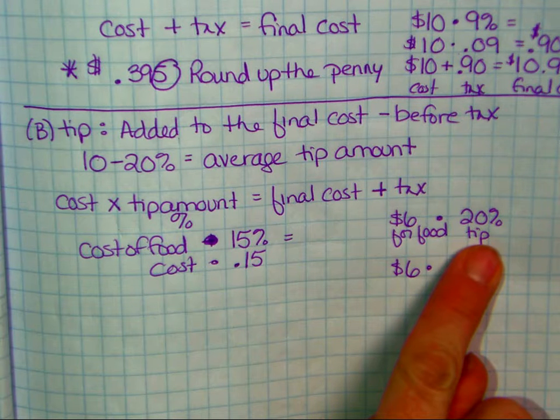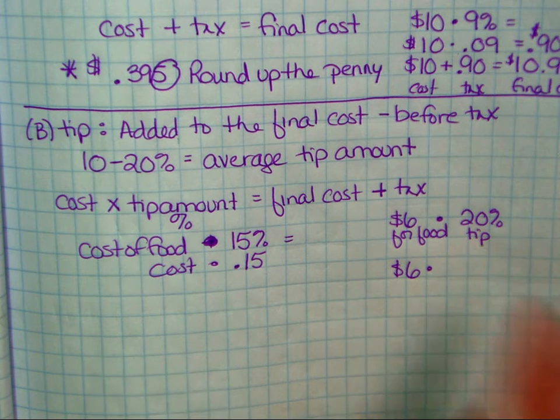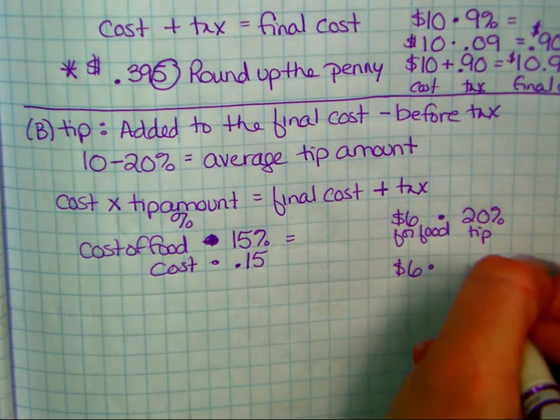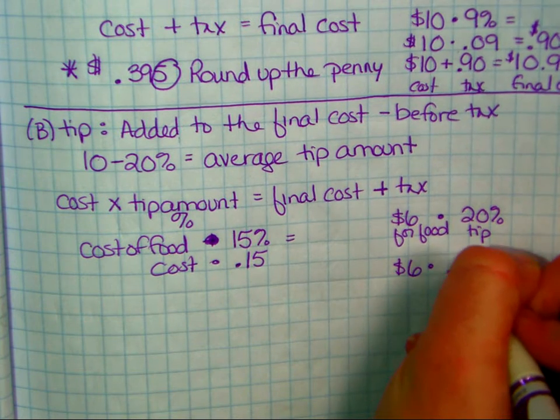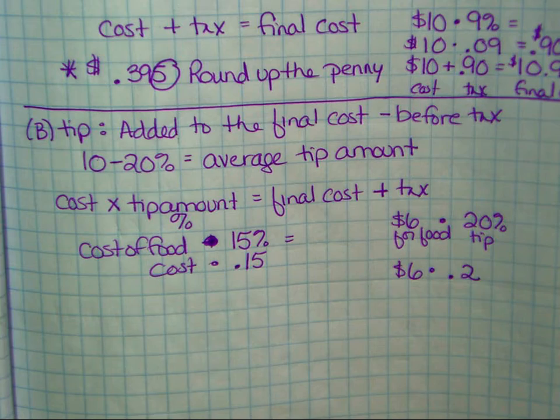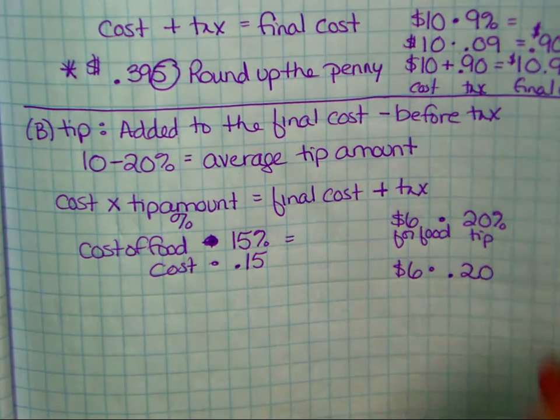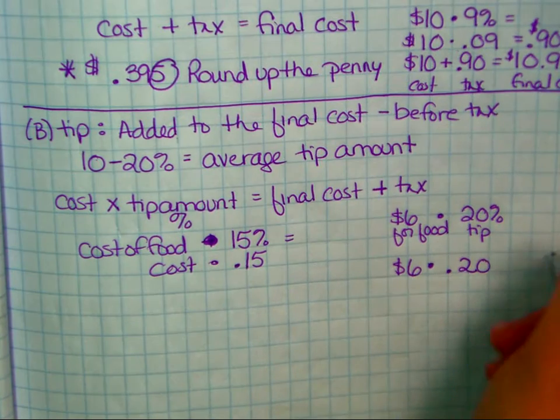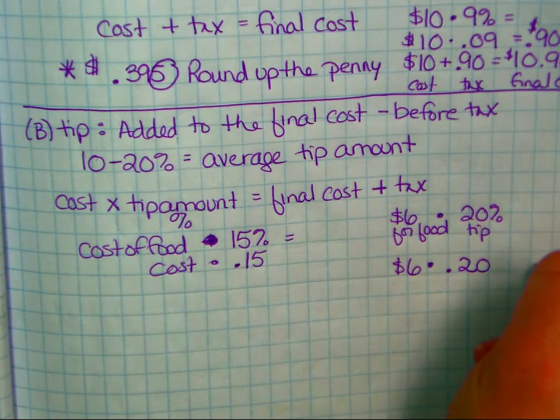Can someone tell me what 20% converted as a decimal would be? William? You move the decimal 2 times to the left and it would be 0.20. Good. I'd move the decimal 2 times to the left and I would get 0.20, or just 0.2 would be fine as well. You can drop off that final 0, but either would be fine.